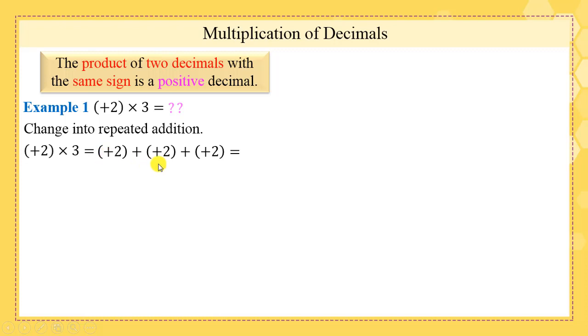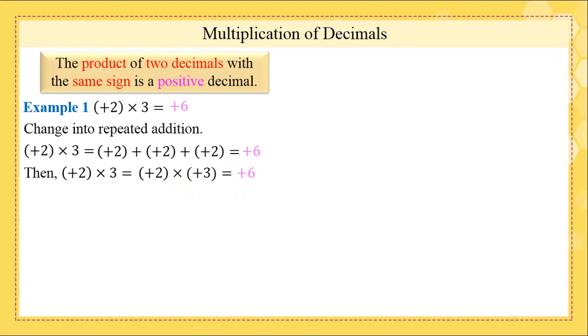As we took in Chapter 1, to add numbers having the same sign, we keep the sign which is positive here. We add the numerical parts. 2 plus 2 plus 2 equals 6. Then positive 2 times 3 equals positive 2 times positive 3. Why positive 3? 3 doesn't have a sign, then it's a positive number, which is equal to positive 6 as we said. So positive 2 times 3 equals positive 6. That's why the product of two decimals with the same sign is a positive decimal.